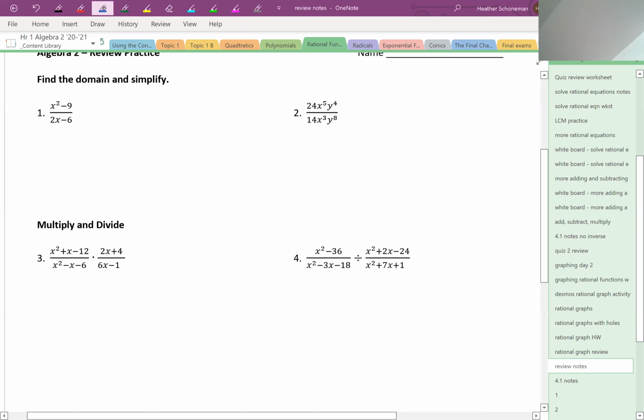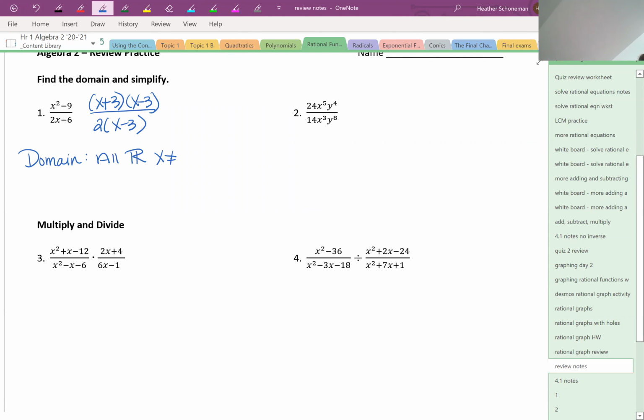So the top is going to factor to x plus 3, x minus 3. The bottom, I'm going to take out a 2, and I get x minus 3. Now you can't simplify first. You need to find the domain. The domain is anything you want. You can plug in anything you want, except you can't plug in anything that's going to make the bottom 0. So we're only concerned about the denominator.